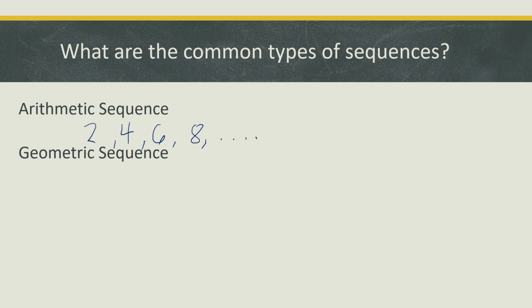So say for example, we have 1 multiplied by 3. Multiplied by 3 again, that will give us 9. Multiplied by 3 again, that will give us 27. Multiplied by 3, 81, and so on. This is now how a geometric sequence works, by multiplying and dividing.